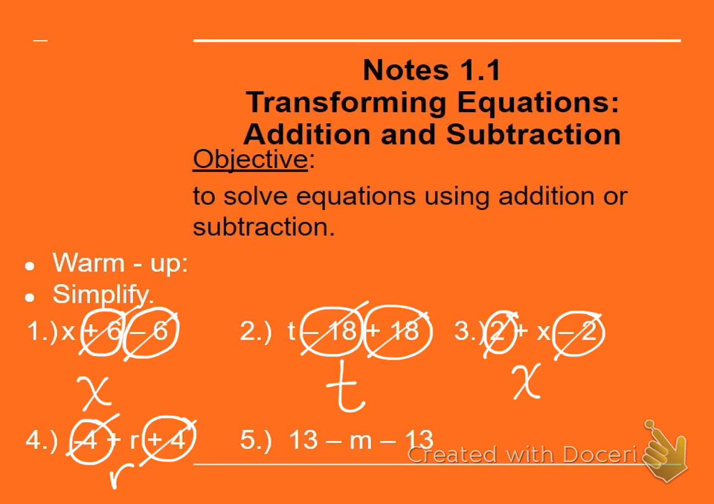Okay, number 5 is kind of the wild card here. What's combining? 13 and negative 13 combines to give me 0. So what am I left with? Negative M. You got to keep the sign that's in front of that term. On all our other ones, they were positive variables, but this one's got a minus sign in front of it, so it stays with it.